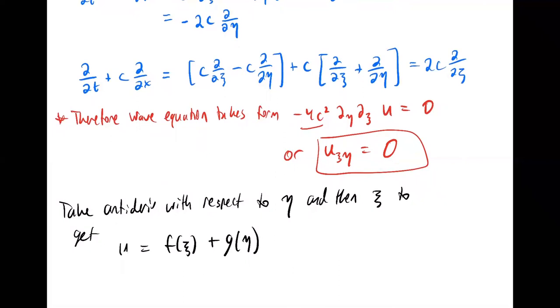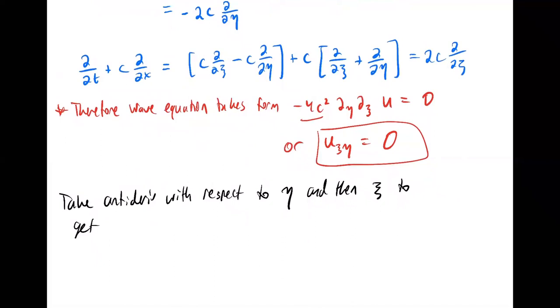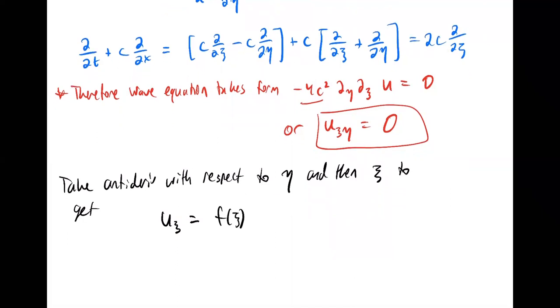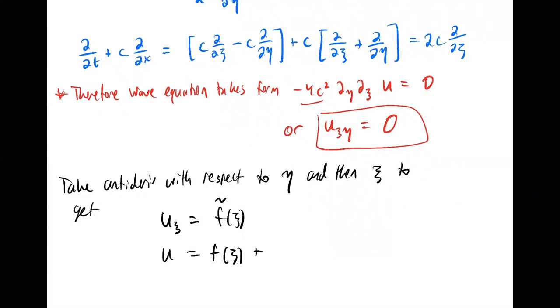So why is this the case? Well, let me just include a little bit more details. If I take antiderivative with respect to eta, this tells me that u xi has to equal some function that doesn't depend on eta, right? It's constant in eta, so it's some function of xi. And then if I take another antiderivative with respect to xi now, this tells me u has to equal, let me put a tilde, so another function of xi, and then plus something that's constant in xi, which could depend on eta, so you get some function of eta.